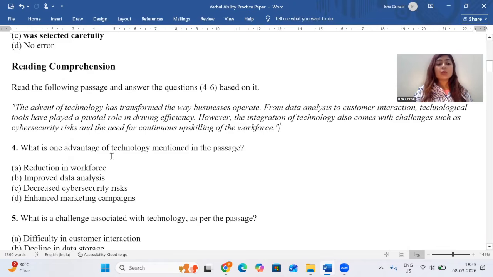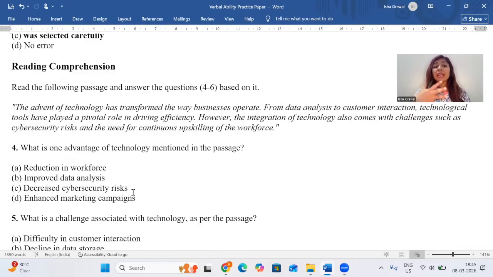Now see, which is one advantage of technology mentioned in the passage? Reduction in workforce cannot be an advantage. Improved data analysis, yes, that can be an advantage. It is written over here. Decrease cybersecurity risks? No, it is saying that there are challenges that we have to work on cybersecurity risks.